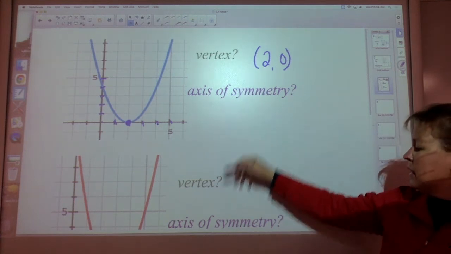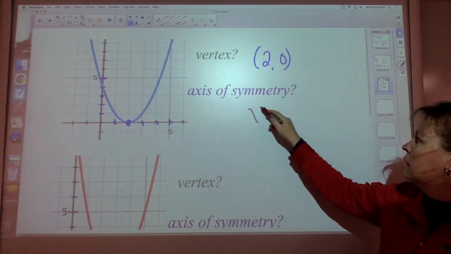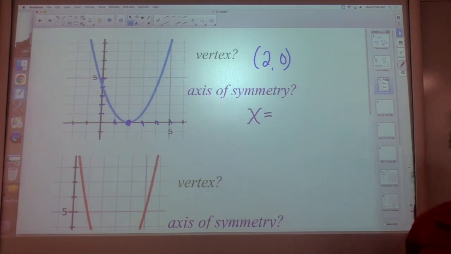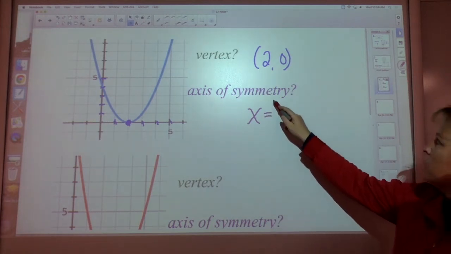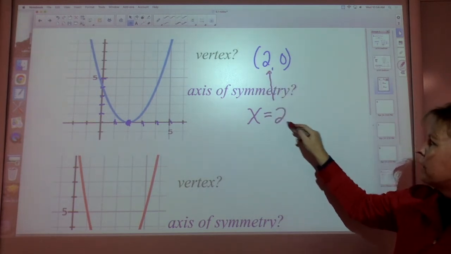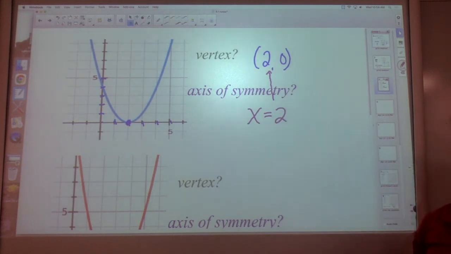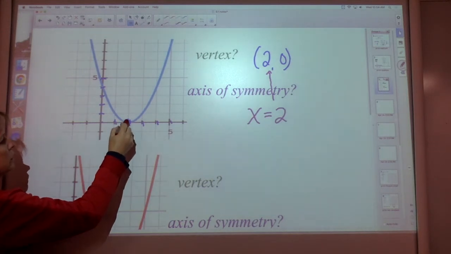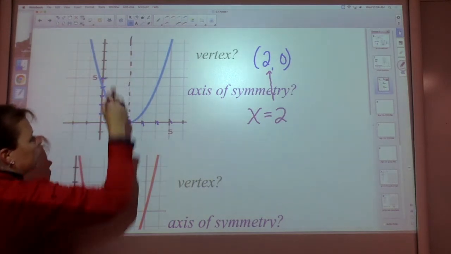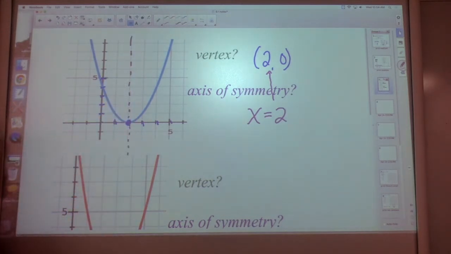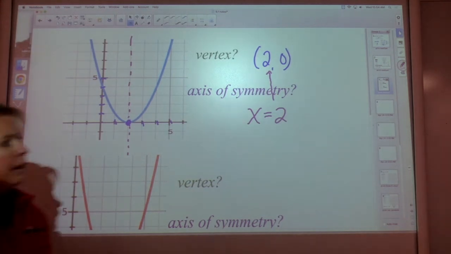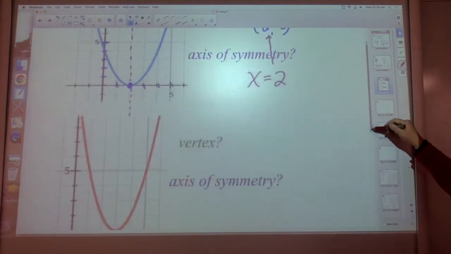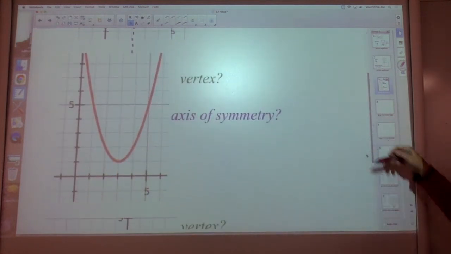Axis of symmetry is the equation of a line. It always starts with x equals, and your axis of symmetry has to go through the vertex, so it'll always be the same number as there. And if you need to draw it, you go over to, draw a dotted line. Axis of symmetry splits it right in half. Let's try the second one. Pause it if you need to draw it on there.